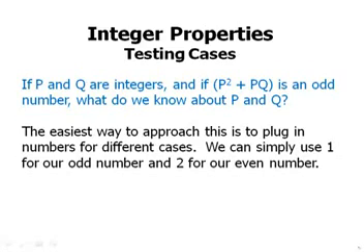They both could be even. Both p and q could be even. Both p and q could be odd numbers. Or it may be that p is even and q is odd, or it may be that p is odd and q is even. So we have to test all 4 of those cases separately.